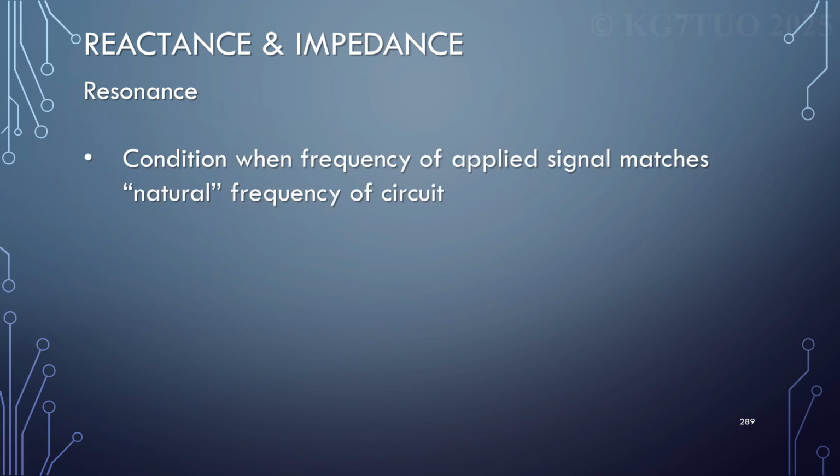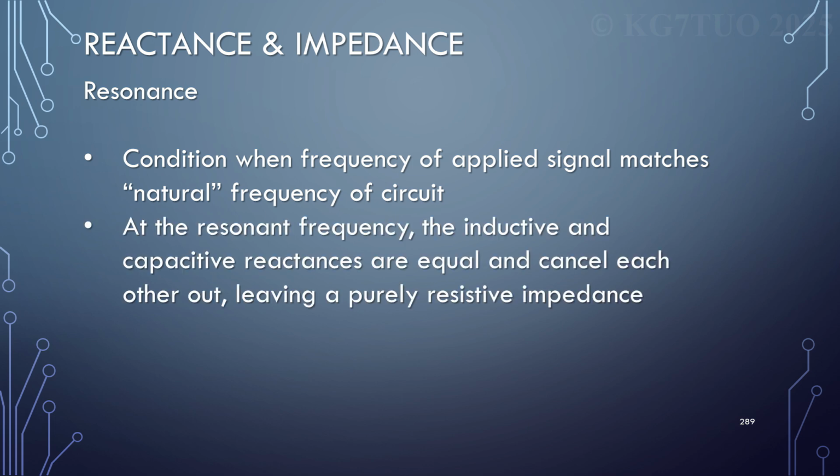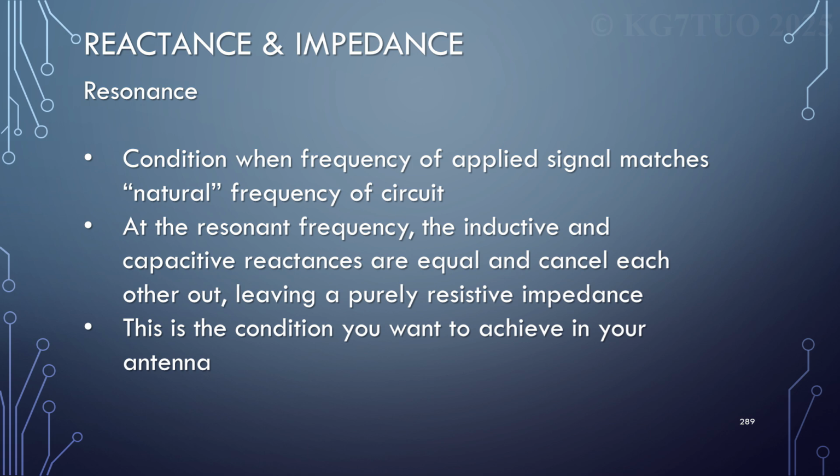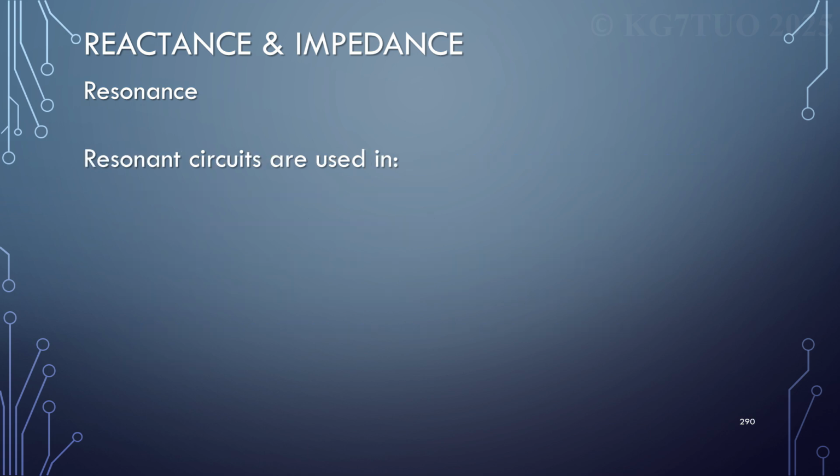Resonance. The condition when the frequency of the applied signal matches the natural frequency of a circuit. At the resonant frequency, the inductive and capacitive reactances are equal and cancel each other out, leaving a purely resistive impedance, which is our goal for an antenna. This is the condition you want. That's what you want in your antenna.